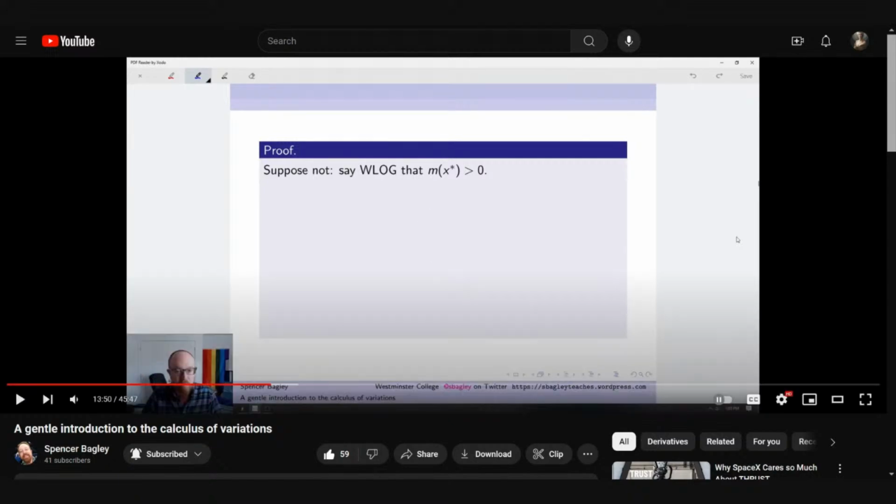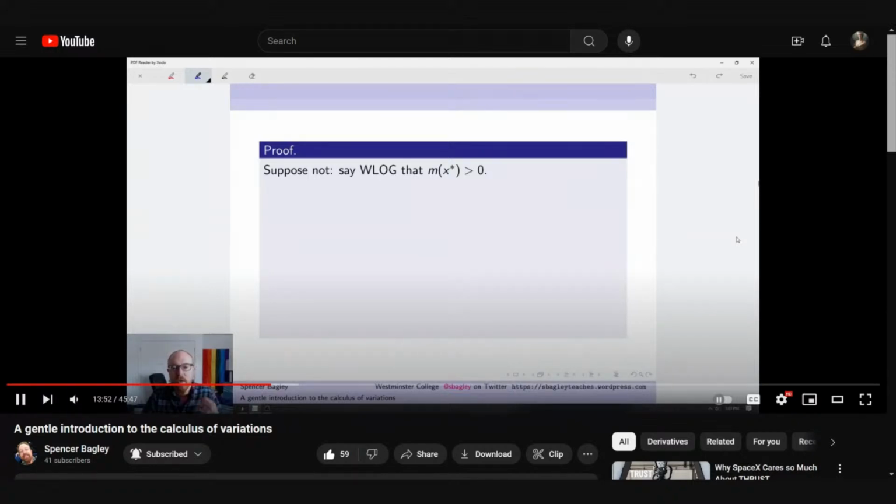Without loss of generality. Okay. Without loss of generality, I don't know what that means, that m of x star is greater than 0. So there is some x where m is above 0. Okay, this is the original, because we're assuming it's not 0, so there must be some x star such that m of x star is greater than 0. It's non-zero. Okay.